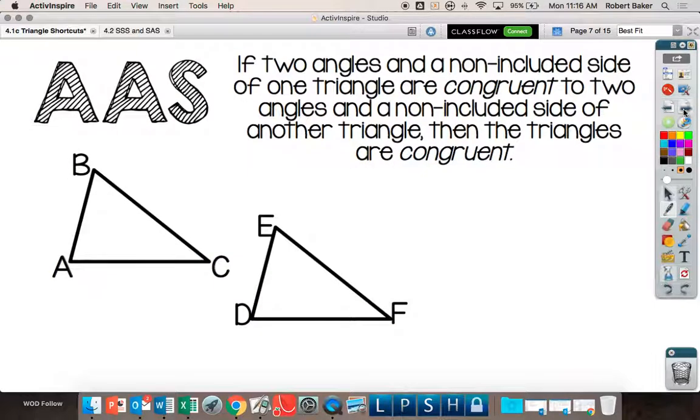This one's tough. Okay, this is the AAS shortcut, or if you read it backwards, the SAA shortcut, because it's read forwards and backwards differently. Now notice where the S is now. It's outside of the angles. So you need two congruent angles. And now the side has to not be between the angles. This can offer a little bit of difficulty.